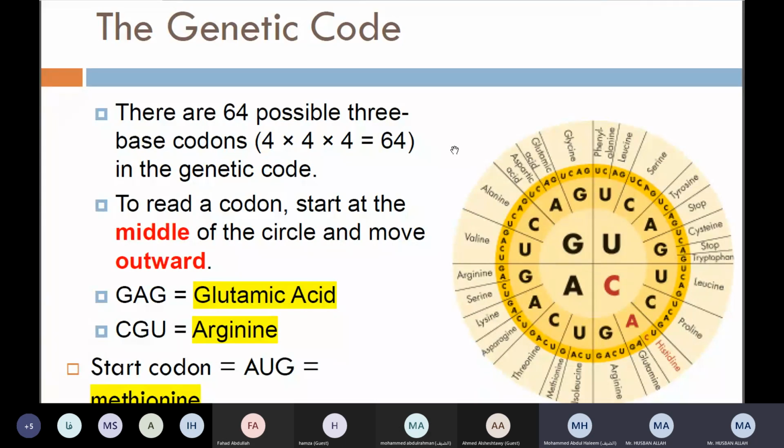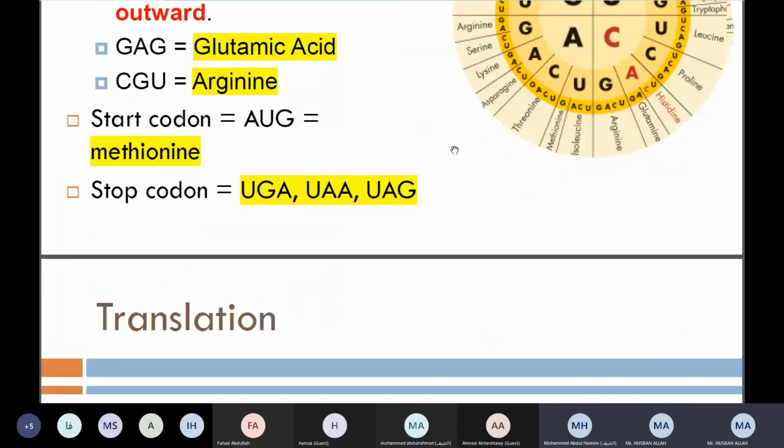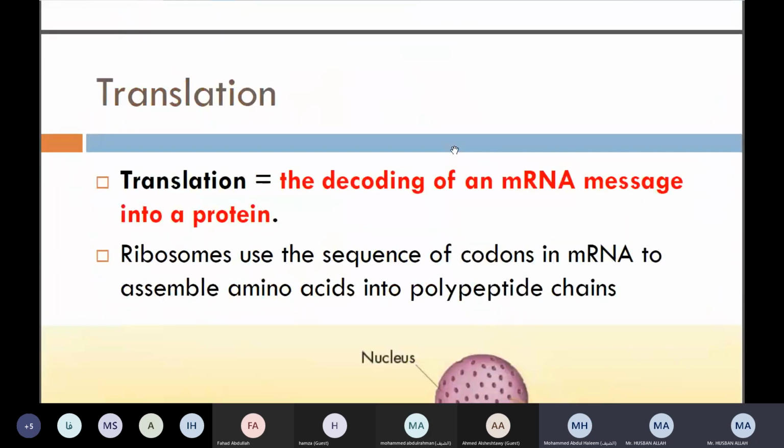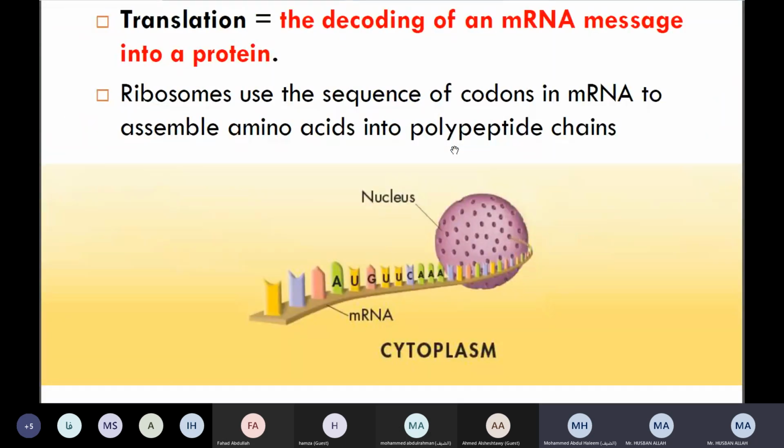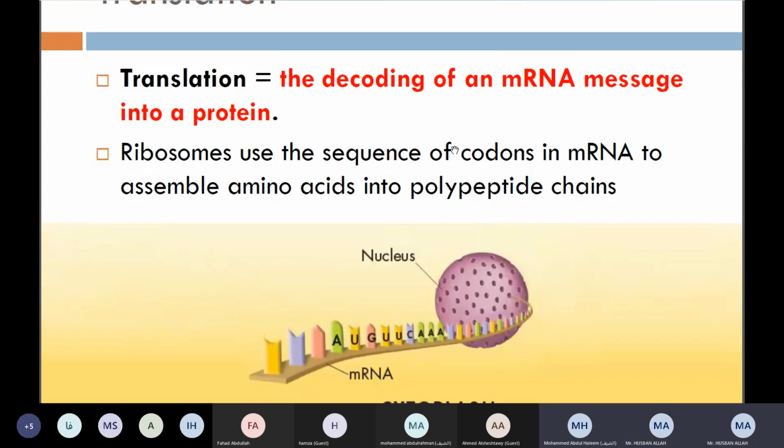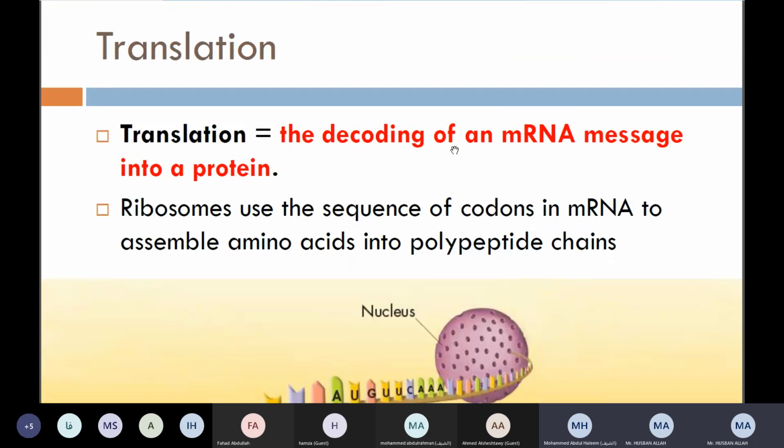That is about translation. It means that three nitrogenous bases come together and they code for one amino acid, right? Then another three will come and code for another amino acid, then another three, and the chain will just start. This chain will later form protein. So how is this chain formed? The first point in protein synthesis we are going to discuss is translation.